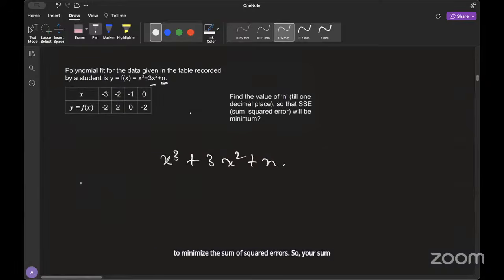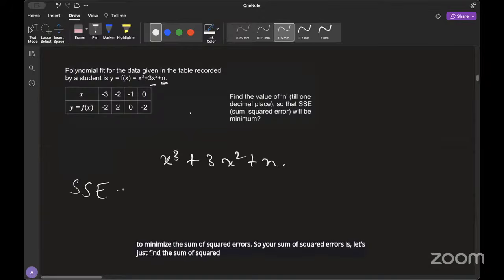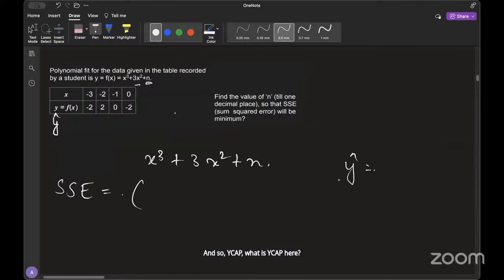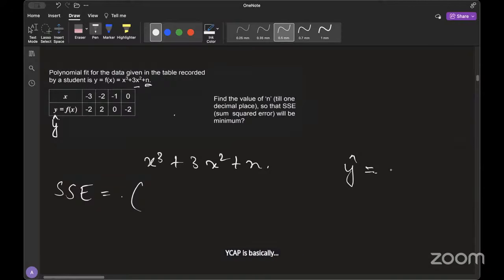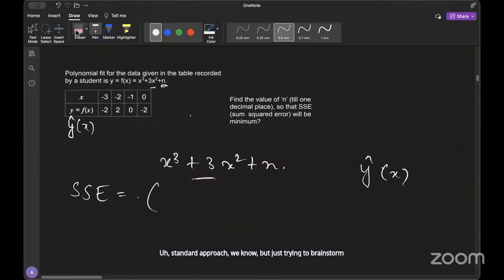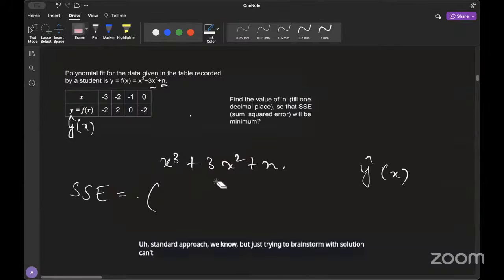So your sum of squared errors is, let's just find the sum of squared errors first. If I make one more column here, y cap, what is y cap here? Let's define it as y cap of x. Can't we just differentiate the function to find the minimum point and then put x and y respectively?